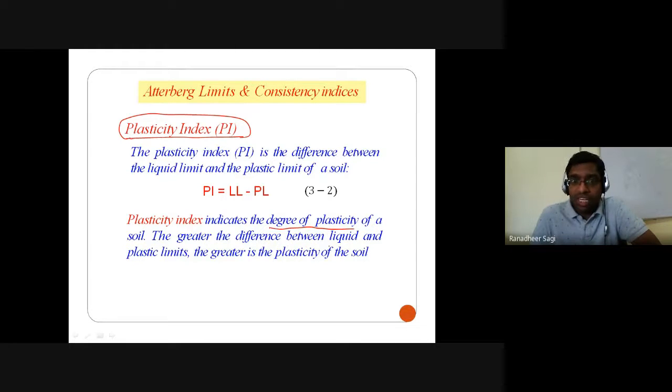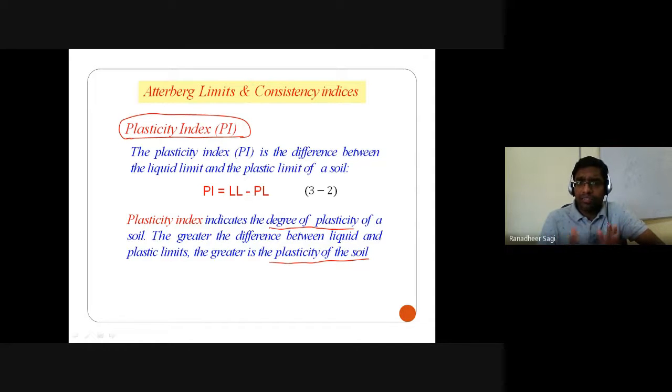The greater the difference between the liquid limit and the plastic limit, the greater is the plasticity of the soil. If the difference between them is very high, it indicates that the soil has a high plasticity nature, which means that in such soils you are going to have more compressibility, or more settlements, and to be more specific, consolidation settlements. Those consolidation settlements are going to be very high in soils which exhibit more plasticity.